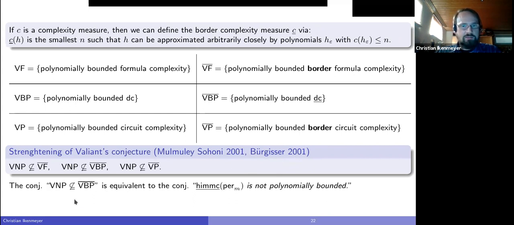And this conjecture now has an extremely nice phrasing, right? I mean, you can say, yeah, so VNP is not contained in VBP bar if and only if the border homogeneous iterated matrix multiplication complexity of the permanent is not polynomially bounded. So border HIMMC of the permanent is not polynomially bounded. And that's an extremely natural measure of complexity, and it's homogeneous. So this is the nicest way, I think, of phrasing it.